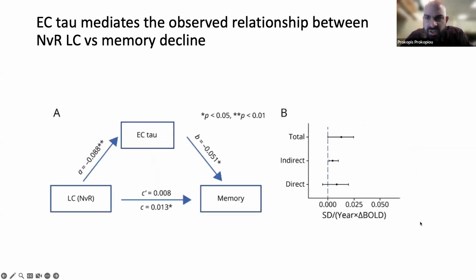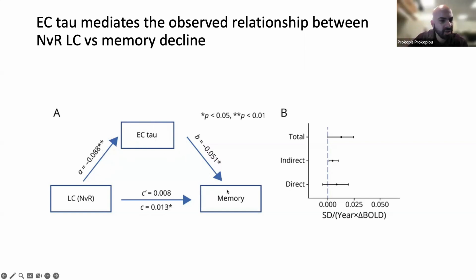Now, given the observed relationship between novelty-related LC activity and cortical tau, and the close coupling between early cortical tau pathology and memory decline that has been reported in the literature, we sought to determine whether the relationship between LC activity and memory is mediated by tau deposition in the entorhinal cortex. To achieve this, we conducted a mediation analysis with the results shown here on the right panel, and we found significant tau mediation effects, suggesting that the impact of LC activity on memory decline is partially influenced by tau levels in the entorhinal cortex.